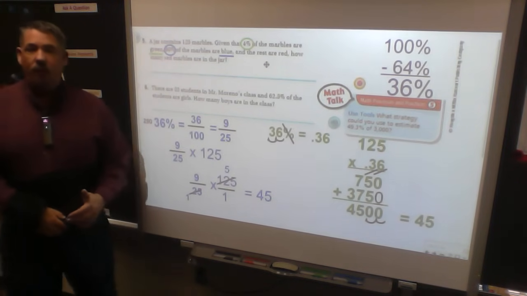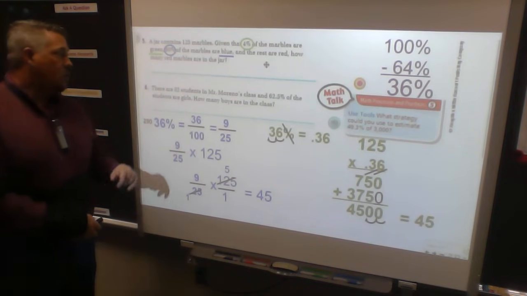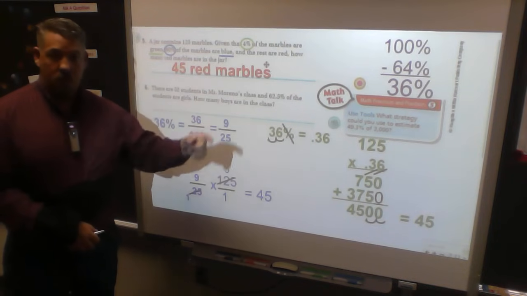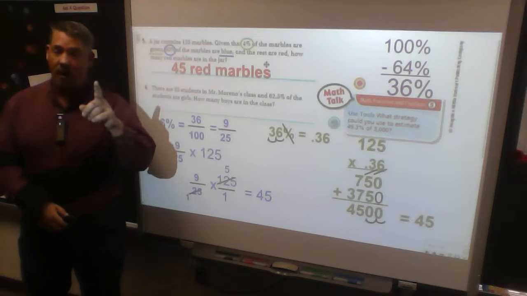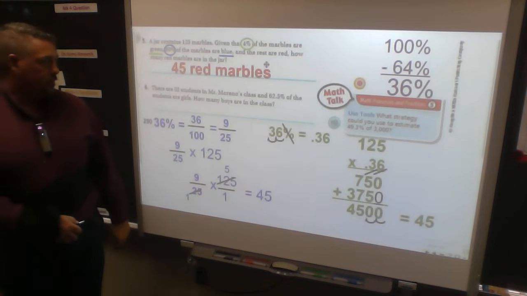But 45 what? Story problem, right? So I have to include that it's 45 red marbles. Okay, so I got my point for my work. I got 45, which is my other point, but my label is my third point on that question.